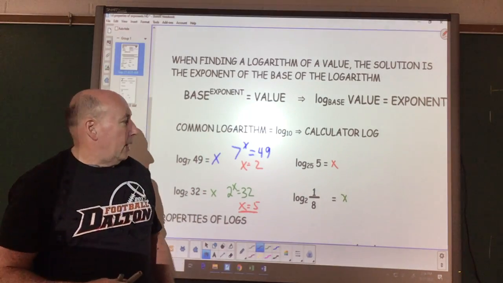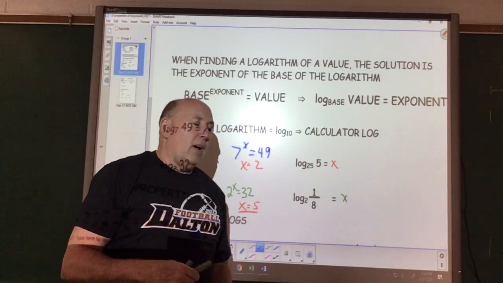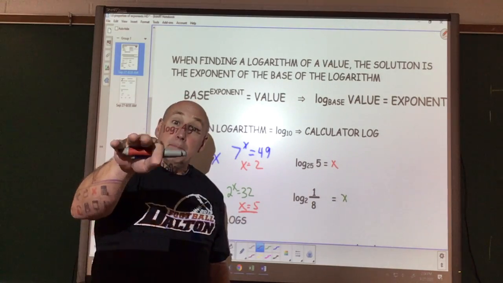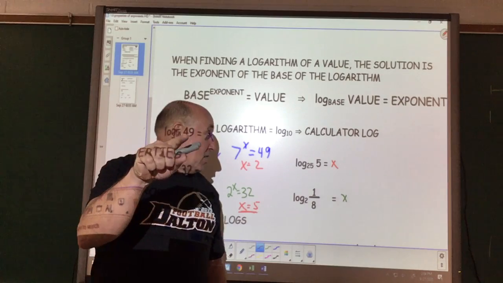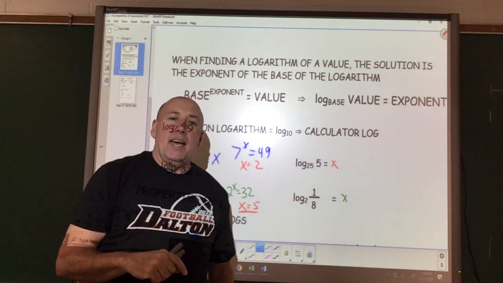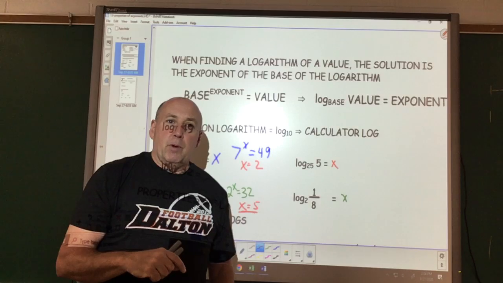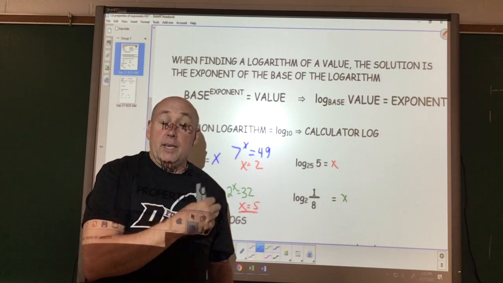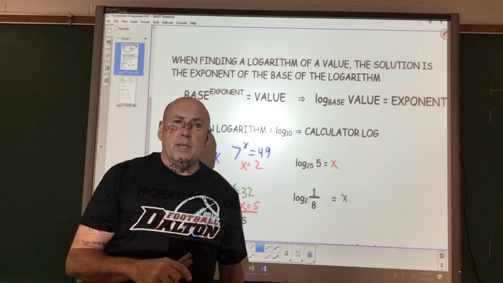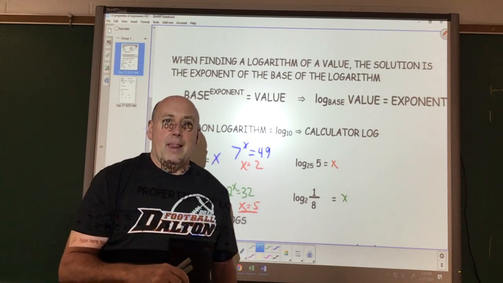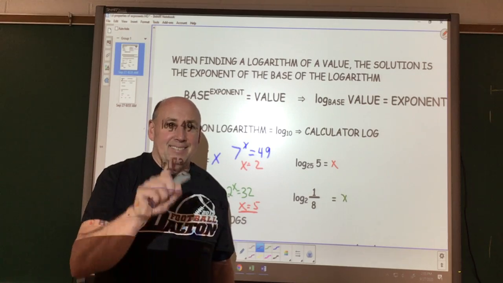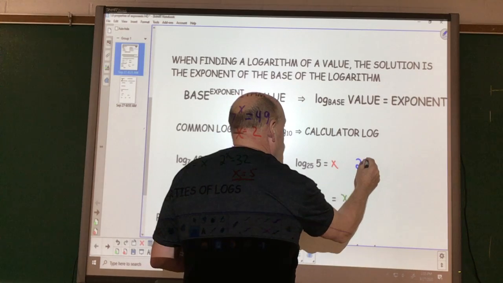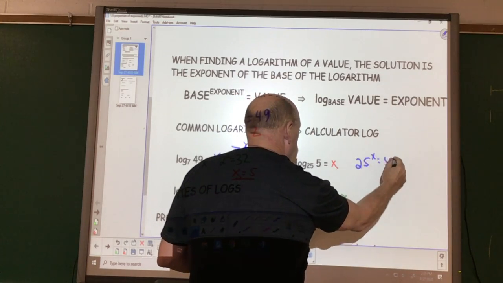Next one up here, we have log base 25 of 5 is equal to x. Okay, first off, Liam, how did you rewrite this into exponent form? That is correct. If I have 25 to the x, this is equal to a value of 5.